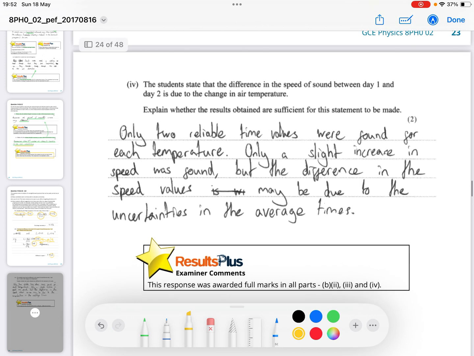It then says the students state that the difference in the speed is due to the change in the temperature. Well, they want you to explain whether the results obtained are sufficient to be able to make that conclusion. It says this response was awarded full marks in all parts that we just went through. Only 2 reliable time values were found, so insufficient data, they're saying, for each temperature.